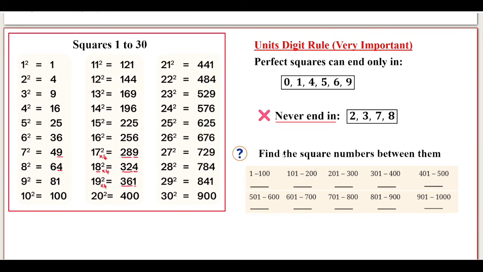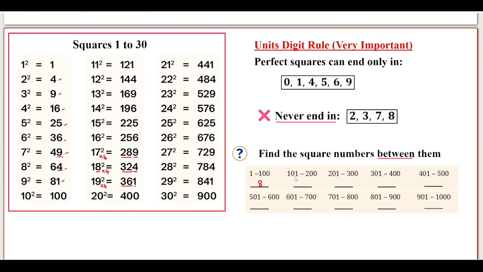Now, okay, small activity. Find the square numbers between them. So, between 1 to 100. Okay, 1 to 100, how many square numbers? They have asked between them, that means we should not include 1 and 100. Okay, so between means you should not include 1 and 100. How many square numbers? Okay, 1, 2, 3, 4, 5, 6, 7, 8. So we'll be having 8 square numbers.